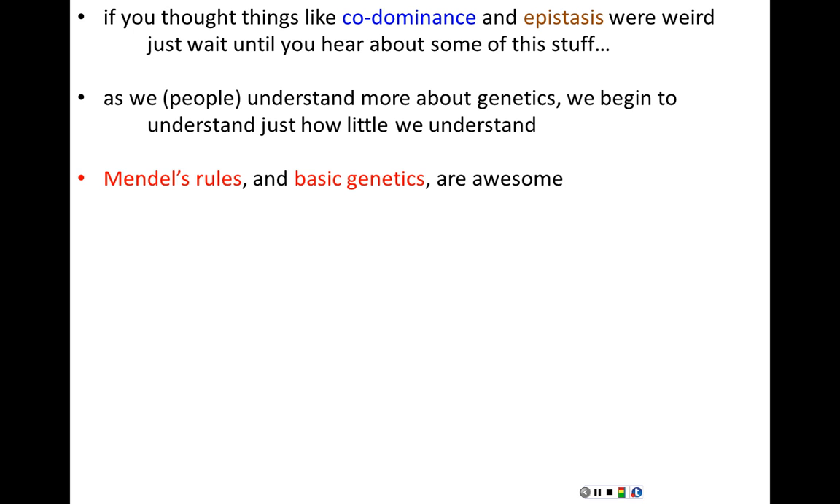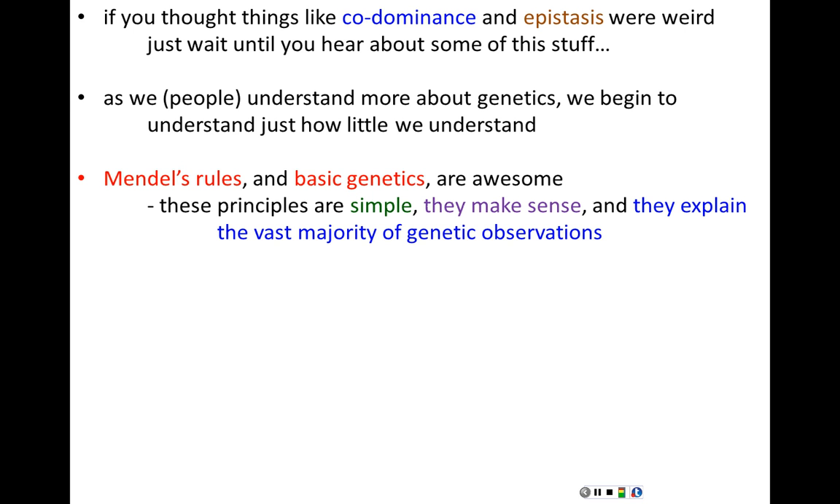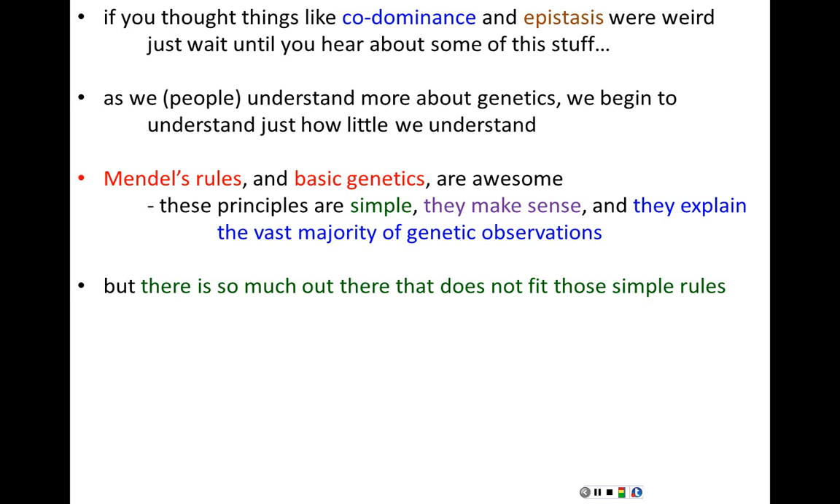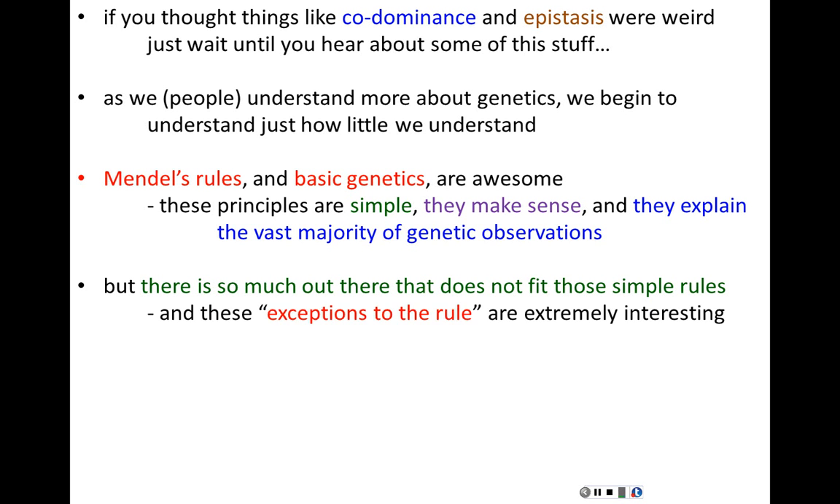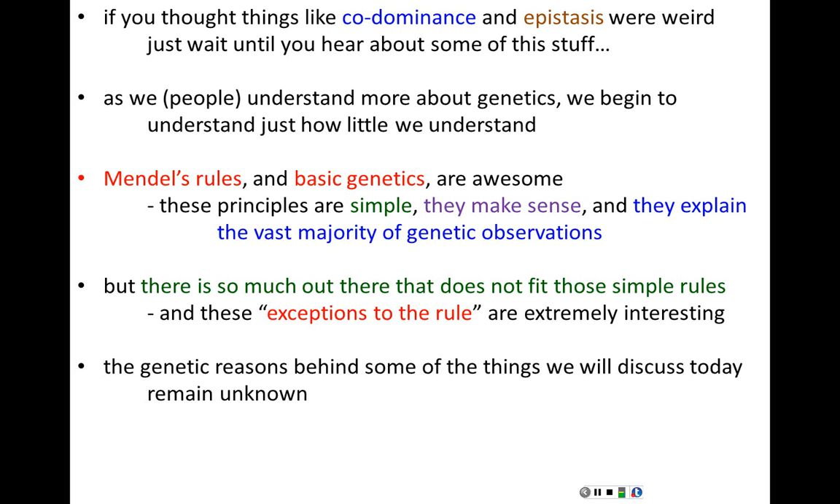Mendel's rules, basic transmission genetics, it's awesome. These principles are relatively simple, they make sense, they give testable predictions that you can demonstrate are correct, they explain and account for the vast majority of the genetic observations we see. But there is more out there that is genetically based but genuinely does not fit Mendel's rules. Even when you dig down deep, you see that Mendel's rules are not holding true. And as rare as they are, these exceptions to Mendel's rules are extremely interesting.